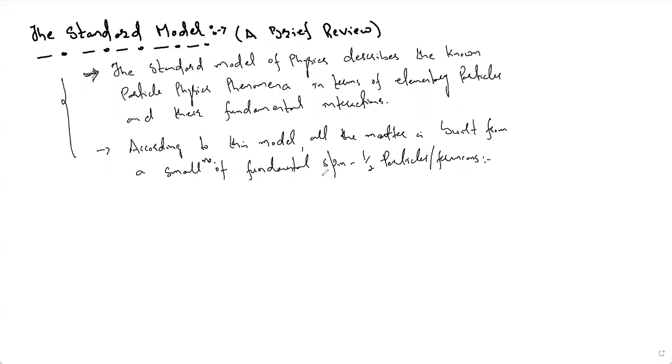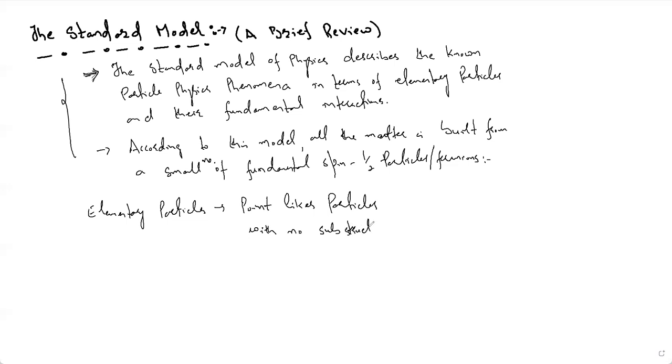Okay, now you know what I mean by the elementary particles. The elementary particles are actually understood to be point like particles, which have no substructure, right? And they are not actually composed of anything else. Like we have the electron with no substructure up to the present limits of 10 to the power minus 18 to 10 to the power minus 19 meter. That is, up to this they don't have any substructure, they are truly fundamental.